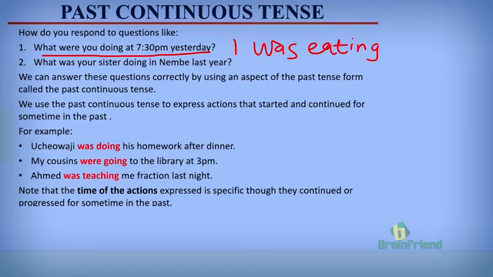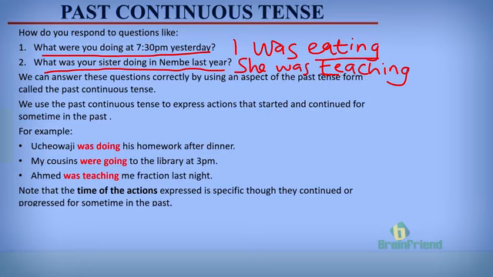How would you also respond to this question? What was your sister doing in Nembe last year? We can say, she was teaching. Now observe these two replies. I was eating. She was teaching. We have was, and then the verbs used end in ing.